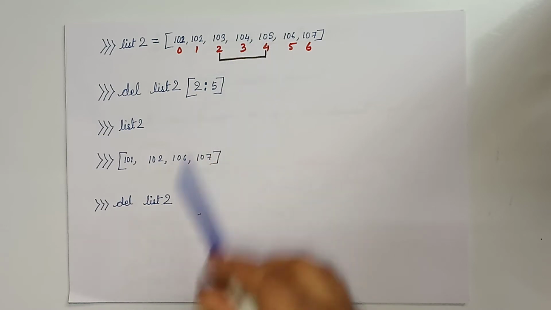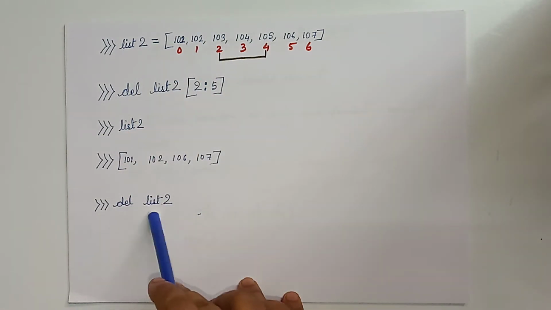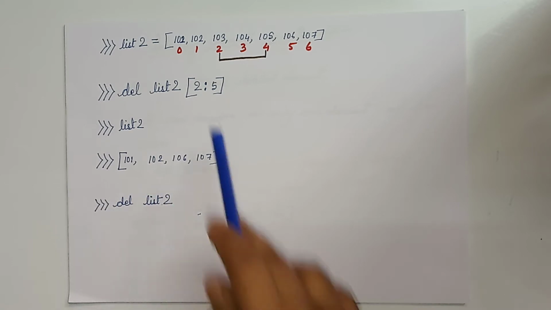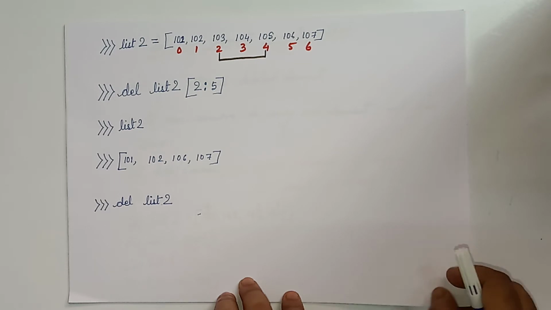These are removed. We can delete the complete list. For this we have to only write del list 2. Once this line will be executed, all the elements of the list as well as the list will be removed from the memory.